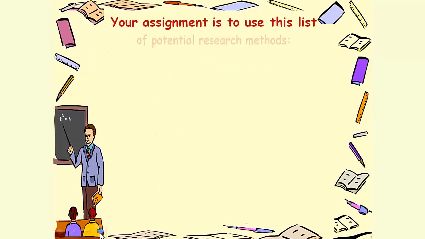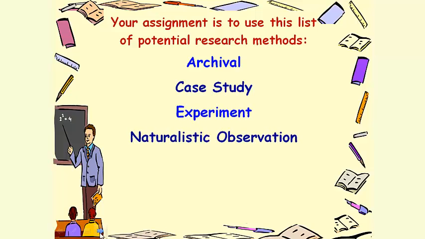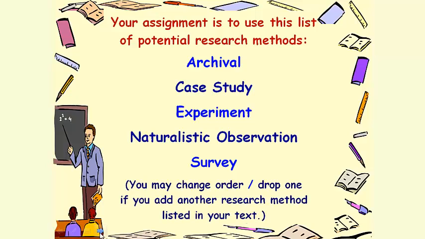So again, here's the list of the research methods. You can reorder them. You can even drop them, but you'll need to have 5. So if you drop one, then pull another research method such as listed in your textbook.